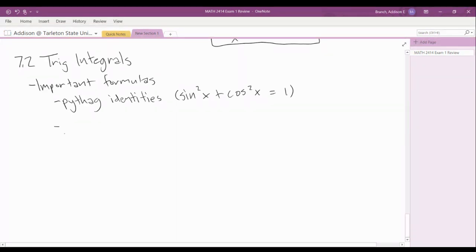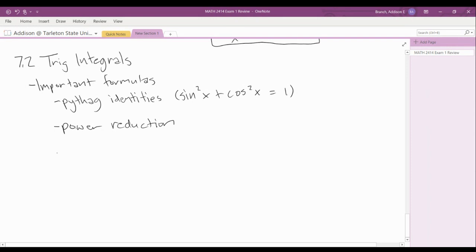You need to remember your power reduction identities. Which is essentially going to be if you have a sine squared or a cosine squared, that's how you're able to get rid of that if you can't do a u sub. So you can bring that down to a power of 1. That way you can go ahead and integrate.